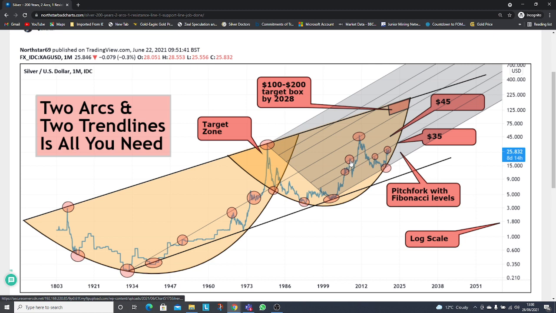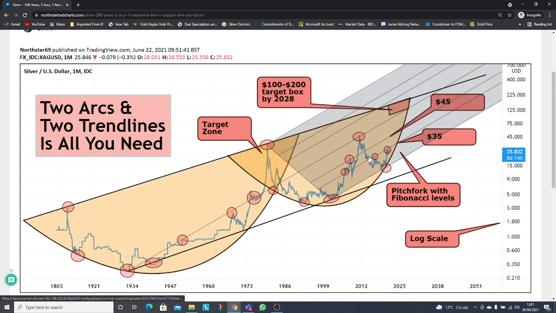Amazing that this Italian guy Fibonacci, back in around about 1100, I think it was, almost 1,000 years ago, his sequence of numbers and the mathematics that he devised and pioneered has, all these years later, been able to find us our support and resistance levels on the silver price chart.